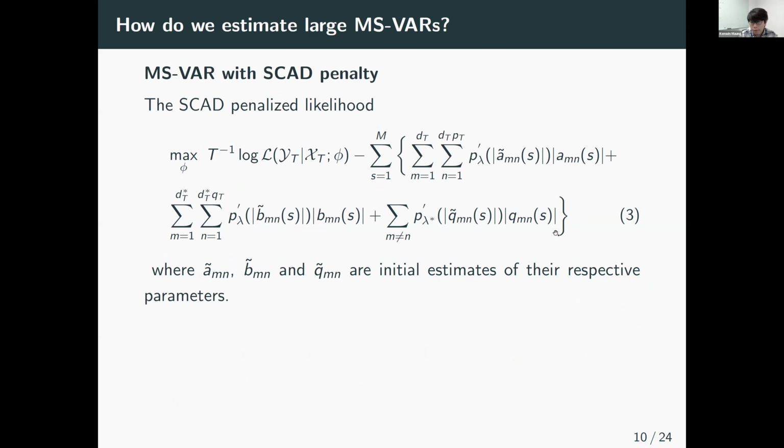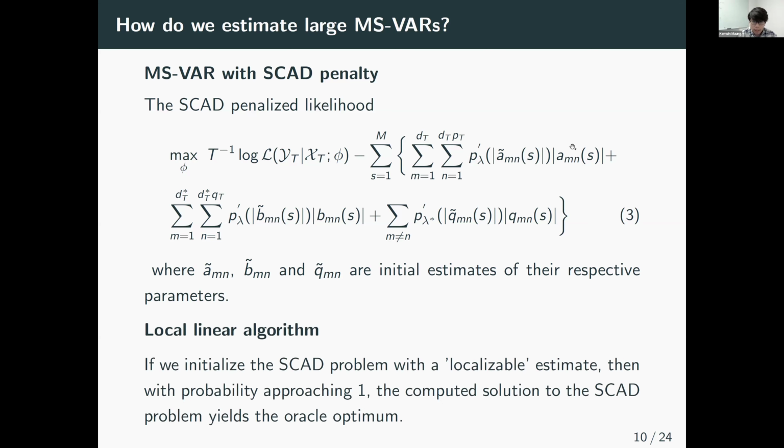For the SCAD problem, we're just going to do the same thing. However, if you notice in the SCAD penalty term, we do need some initial values to run the SCAD penalty problem. The reason I suggest both the lasso and the SCAD problem is that I will be using the lasso estimates to initialize the SCAD problem. And this leads to what we call the local linear algorithm.